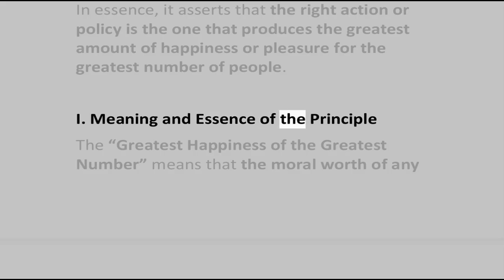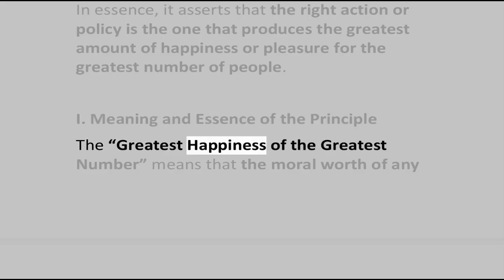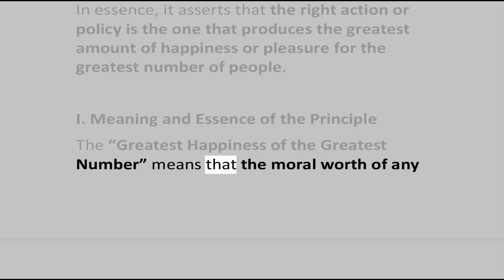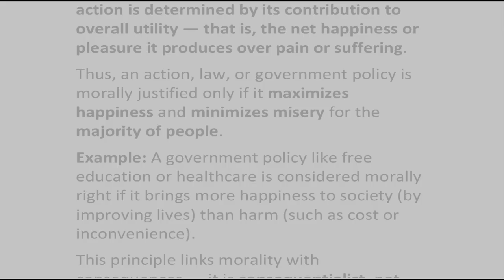Meaning and essence of the principle. The greatest happiness of the greatest number means that the moral worth of any action is determined by its contribution to overall utility, that is, the net happiness or pleasure it produces over pain or suffering. Thus, an action, law, or government policy is morally justified only if it maximizes happiness and minimizes misery for the majority of people.